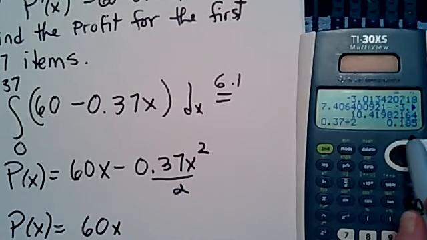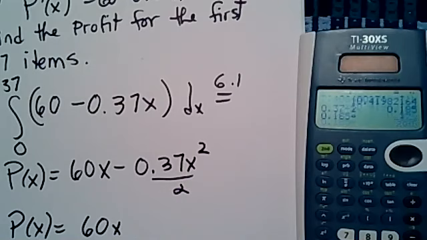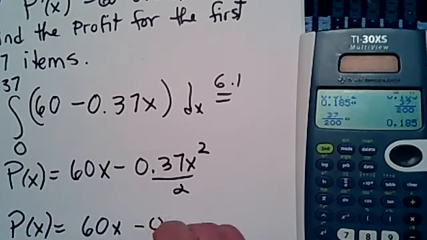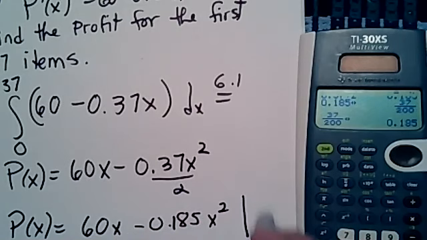Now I wouldn't want to round my antiderivative. If it was never ending, you would just make a fraction out of it. You can make a fraction out of it here, 37 over 200, 0.37 over 2, or 0.185. They're all the same. That's what I'm going to use. It's just easier for me. From 0 to 37, so I have P of 37 minus P of 0.